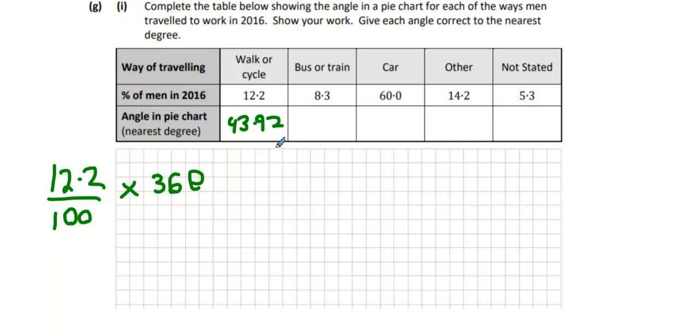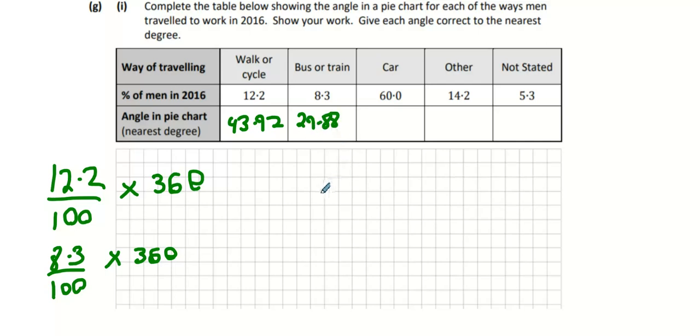Then you get 43.92, which will obviously be 44 when we're drawing it. Then we get 8.3 divided by 100. That's the percentage. Percentage means out of 100. And you multiply that by 360, and you get 29.88.